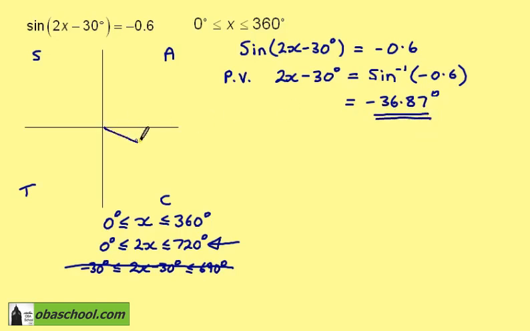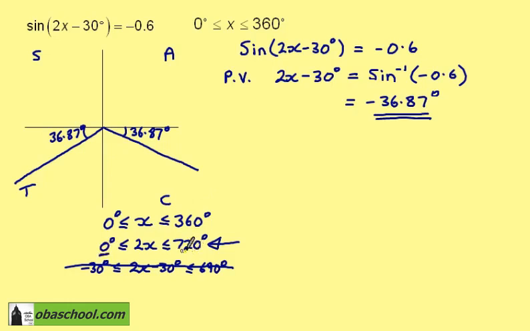We can mark this on the CAST diagram. Minus 36.87 degrees is here, and since we're dealing with a sine which is negative, the other one will be in the T quadrant. Remember, sine is positive in A and S. By symmetry, 36.87 degrees below the horizontal axis, as shown.